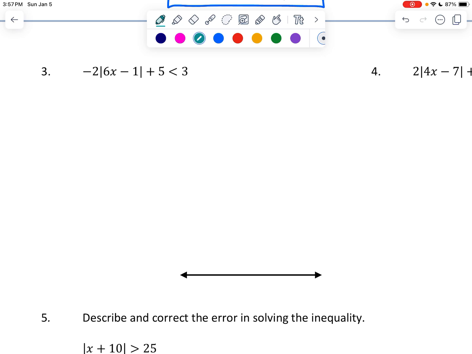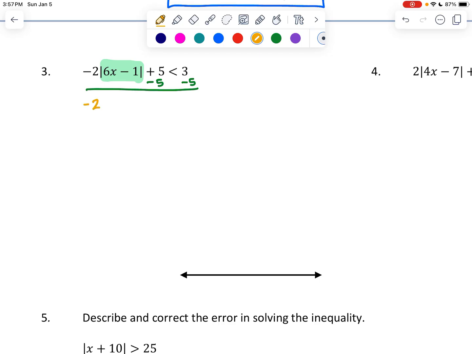-2 times the absolute value of 6x minus 1 plus 5 is less than 3. So we got some work to do here. We have to get our absolute value by itself. This right here needs to be completely alone before I can split it up. So we have a little bit of work to do. So I need to subtract 5 on both sides first. Remember, when you're solving, you're going to do PEMDAS in the opposite order.